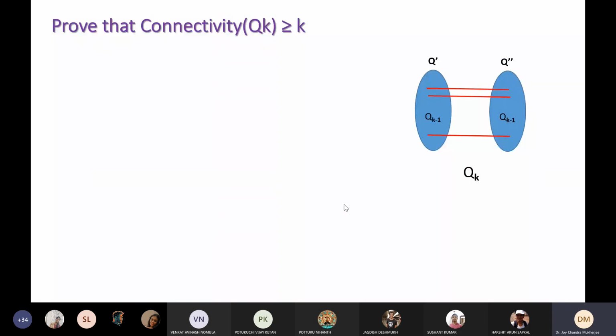To prove it, how is Qk composed? Qk is composed of two copies of Qk minus 1. Each has 2 to the k minus 1 vertices, and for each vertex pair we have an edge, so there are 2 to the k minus 1 edges. That is how we create Qk.